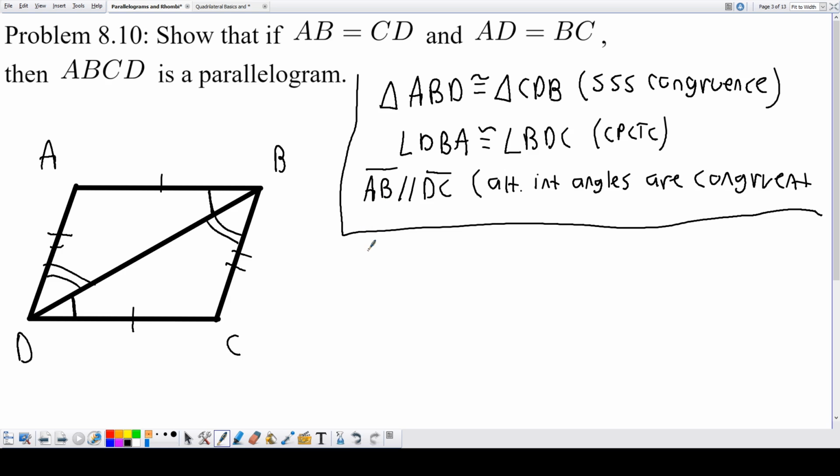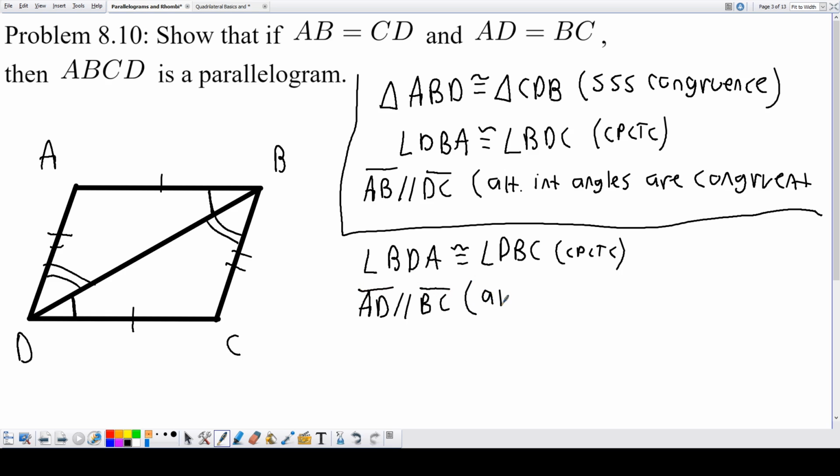So angle BDA is congruent to the angle DBC, and that's also because of CPCTC. So therefore, we have that AD is parallel to BC, again because of alternate interior angles. And I'm not going to write the full reasoning out because it's the same one that we used over here. And that completes our proof.